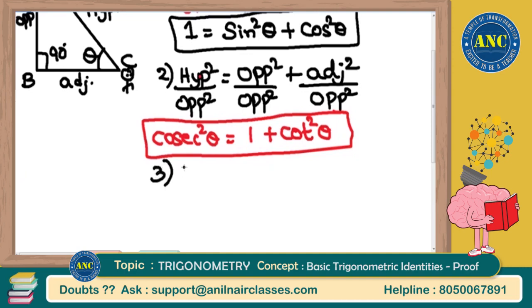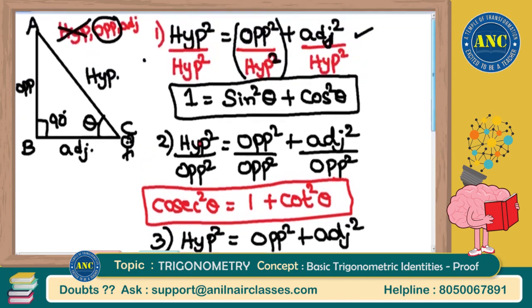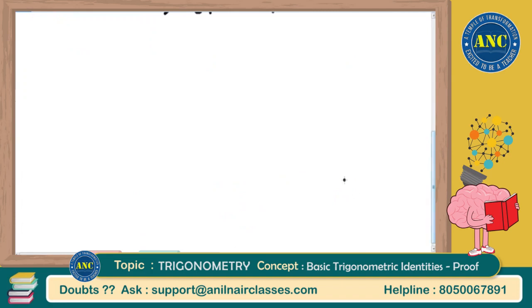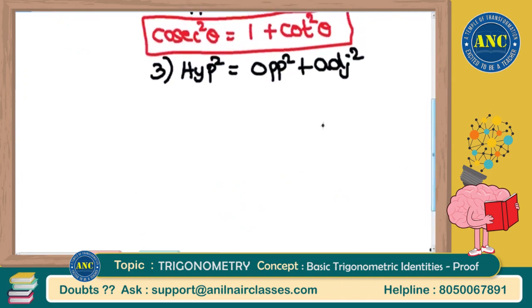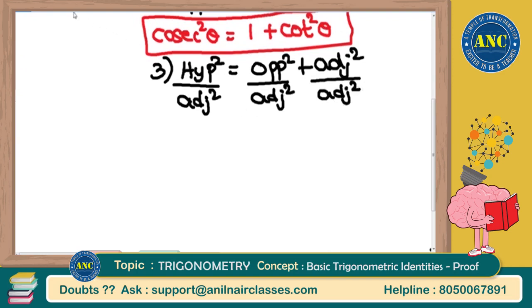Similarly, from the same Pythagoras theorem, hypotenuse square is nothing but opposite square plus adjacent square. You divided by hypotenuse square, you divided by opposite square. The other thing which is left out is adjacent. Why do you ignore that particular value? Finish that also. If I divide both sides by adjacent square, hypotenuse square equals opposite square plus adjacent square.